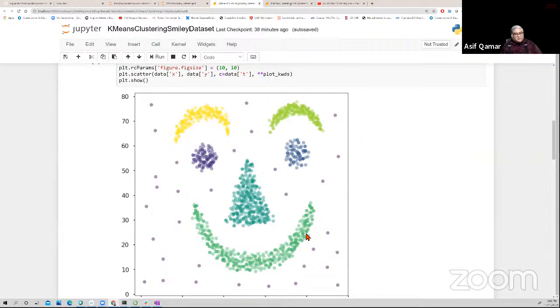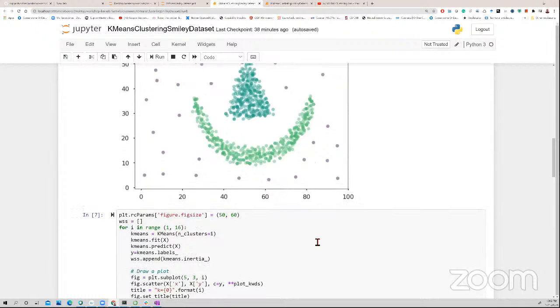But what about the smile itself, the lips? It is also crescent shaped, right? It is not at all convex, or roundish, or globular by any means. So we suspect that k-means may not work, and let us go find out what happens.